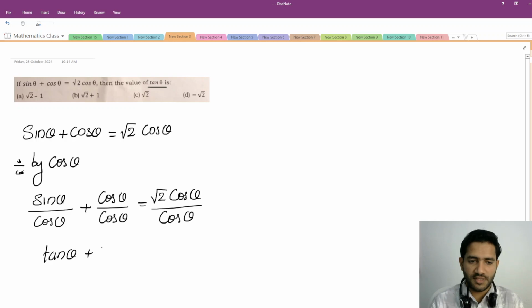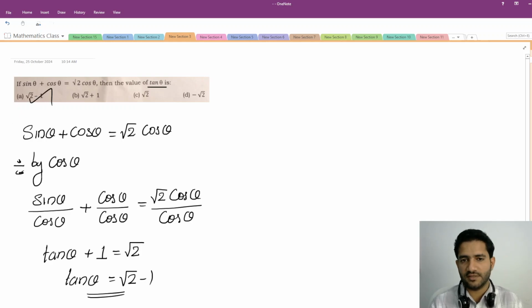Cos theta by cos theta is 1. Cos theta by cos theta is 1. So root 2. So simply we can calculate the value of tan theta. It is root 2 minus 1. What is the option? Root 2 minus 1. A is the correct answer.